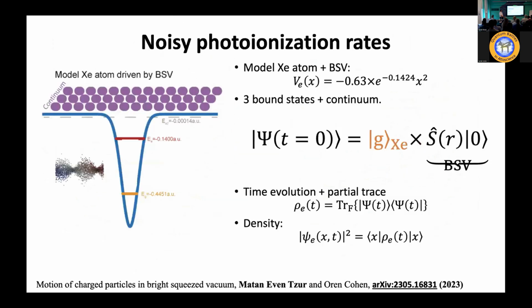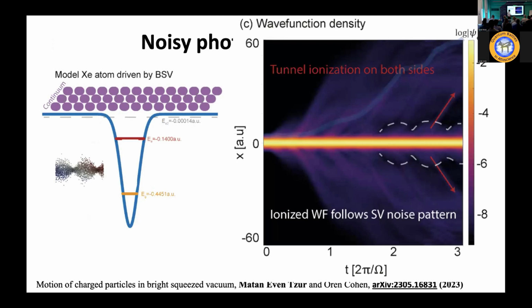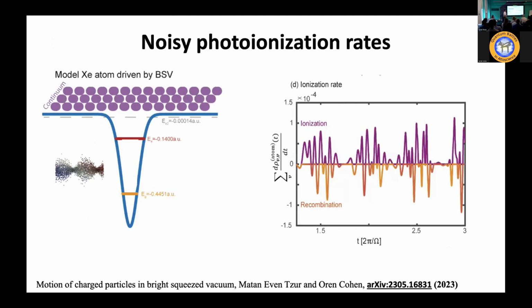We also explore now the electron motion of a bound electron driven by BSV. Again, using the same thing, just the initial state now has the bound potential. And we indeed see that the ionization is symmetric. And we can also see that there is ionization and flux outward and inward all the time. And we can calculate this burst of ionization and the recombination of electron states. And we see also that it is locked with the oscillation of the driver.